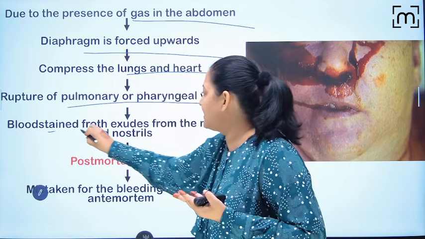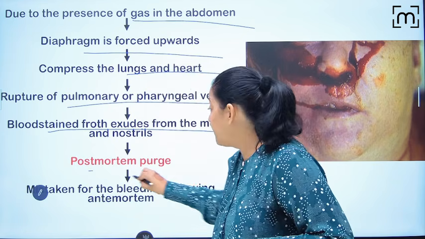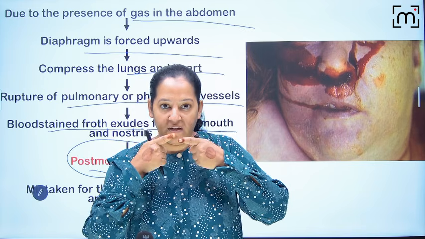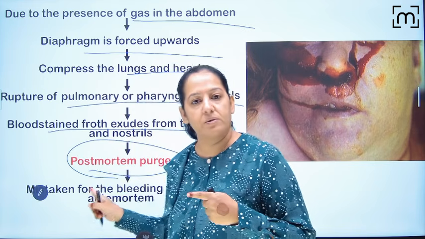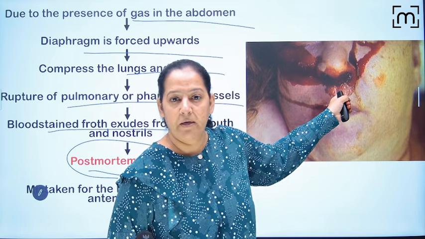Blood-stained frothy fluid comes from the mouth and the nostril. This is known as postmortem purge. What is it known as? Sometimes from the dead body, blood can come from the mouth and the nostril, and this is known as postmortem purge. So gases in the abdomen are responsible for this phenomenon.